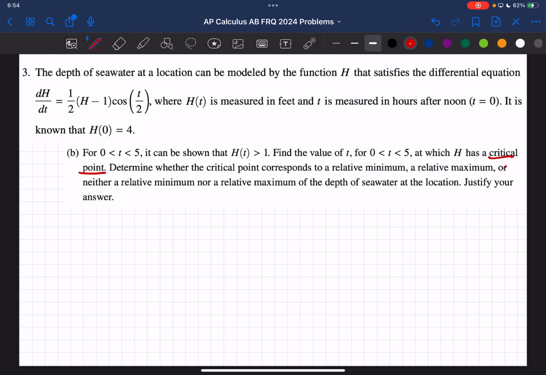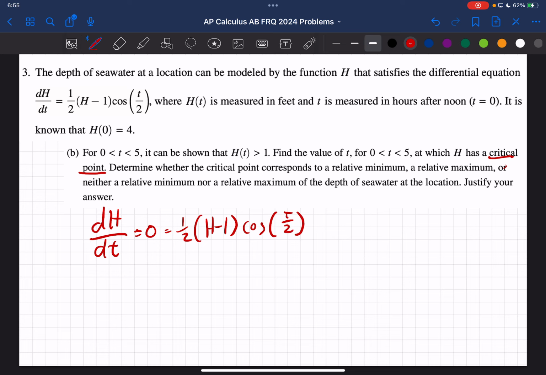So, a critical point is when the derivative equals 0 or is undefined. Now, when I look at this differential equation up here, h minus 1, well, h is always going to be defined, so it's never going to be undefined. And cosine of t over 2, that's always going to be defined for these values. So I don't have to worry about it being undefined. All I have to worry about is dh/dt equals 0. So that is 1/2 (h minus 1) times cosine of t over 2.